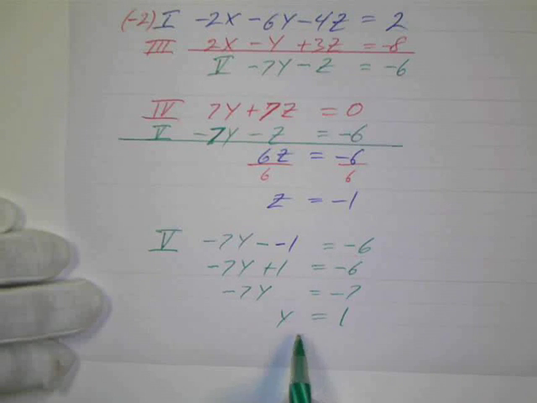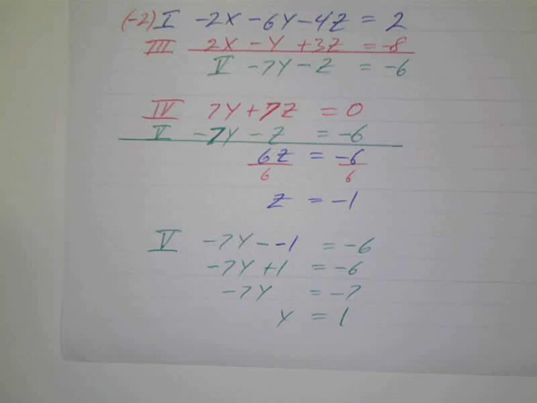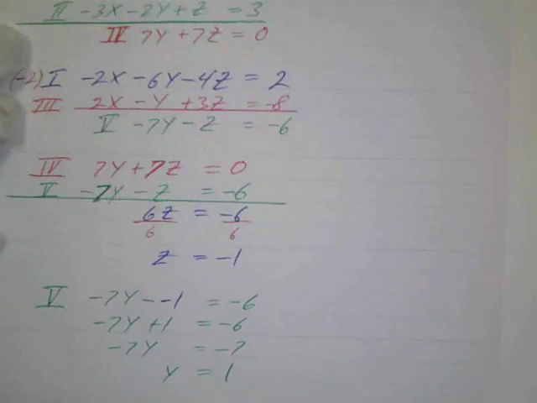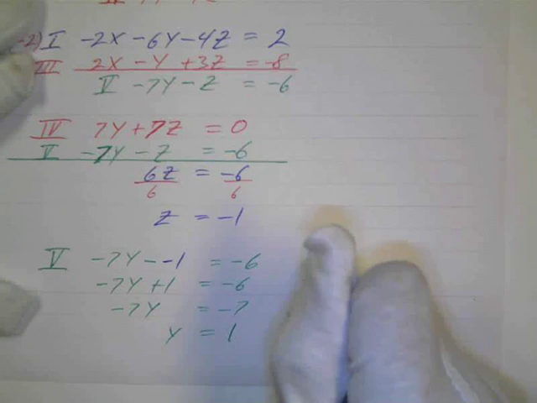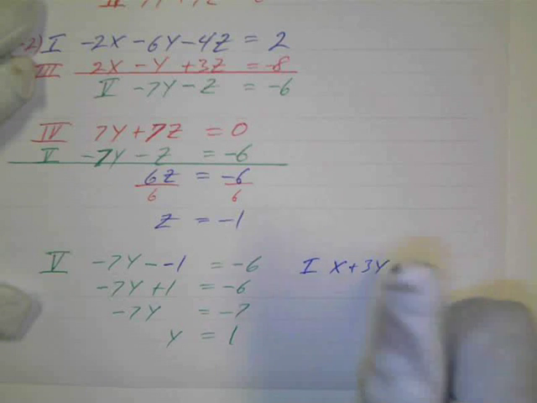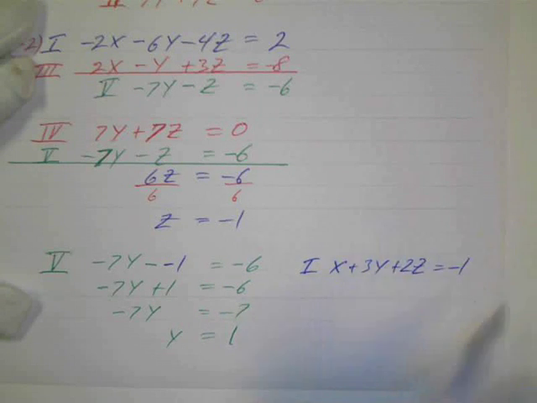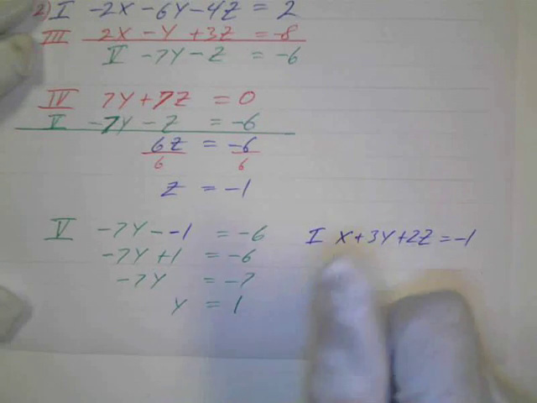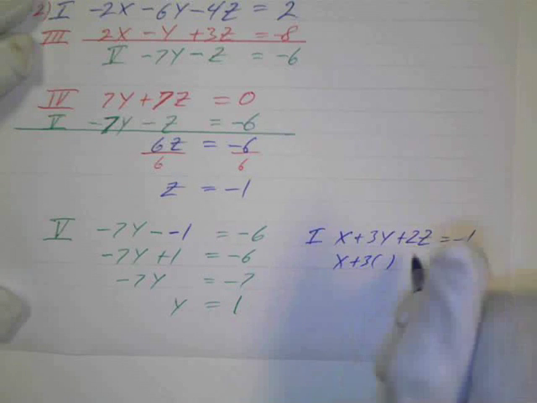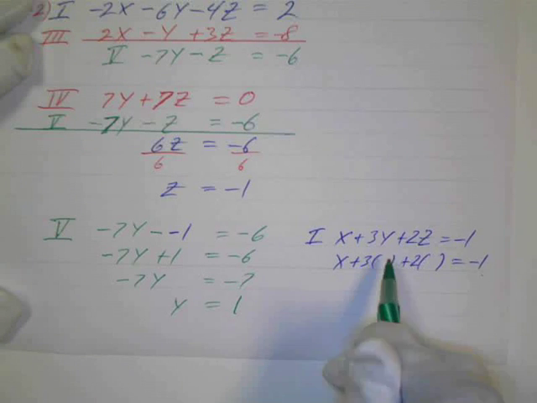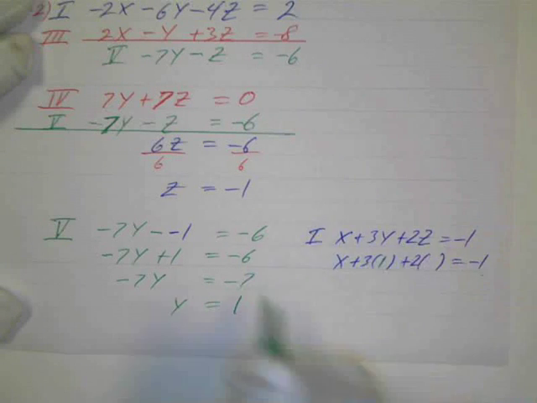Now I know what y is, and I know what z is, so I can go back into any equation and find out what x is. I'll go all the way back up here to equation number 1. I'll write it over here so you can see it. Equation number 1 says that x plus 3y plus 2z equals negative 1. You can see that up here. And then we'll just substitute. x is what I'm looking for, so x plus 3 times y plus 2 times z equals negative 1. And what was y? y was 1, and z was negative 1. And then we'll find out what x is.